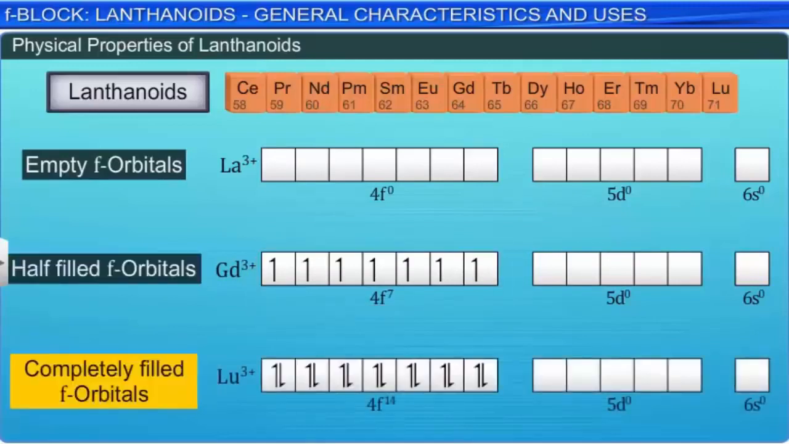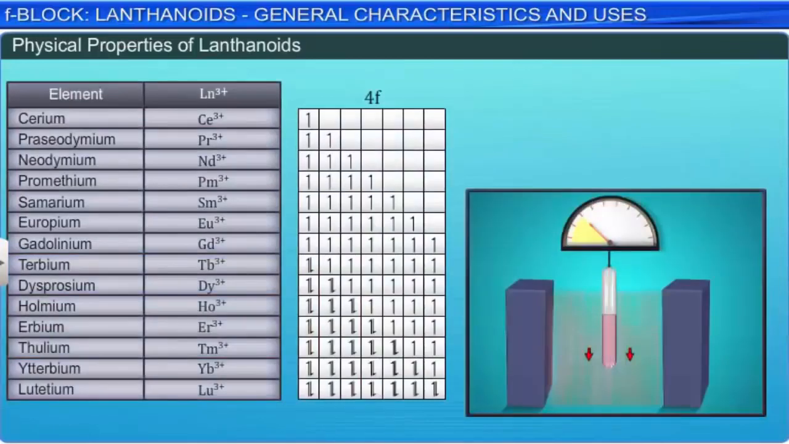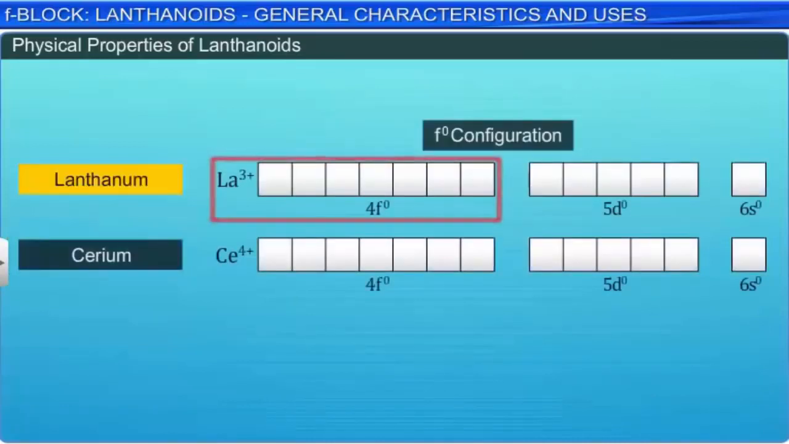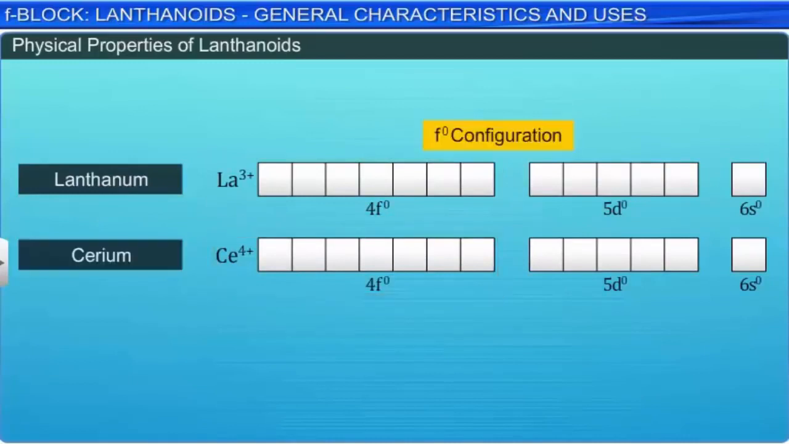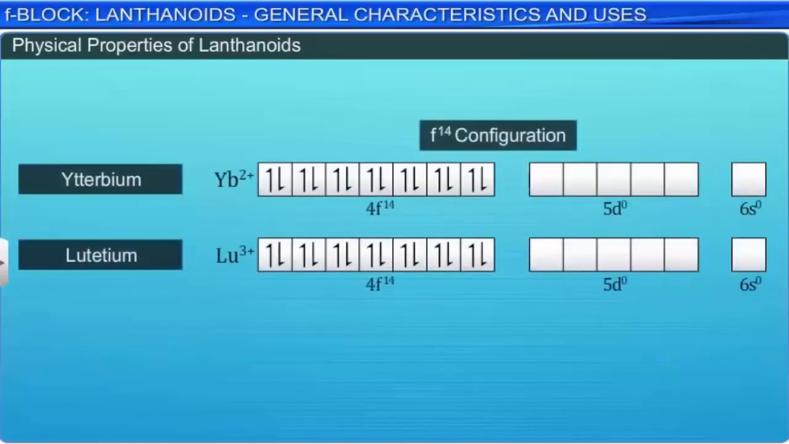Due to the presence of unpaired electrons in the 4f orbitals, all lanthanoid ions show paramagnetic behavior with the exceptions of trivalent lanthanum and tetravalent cerium with f0 configuration, and divalent terbium and trivalent lutetium with f14 configuration. Paramagnetism is the maximum in dysprosium.